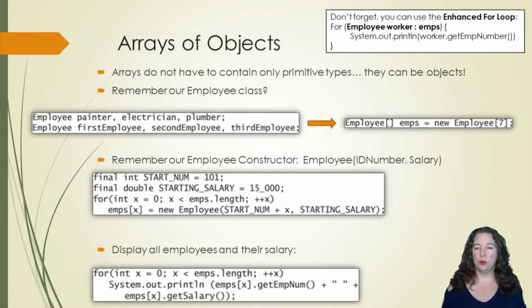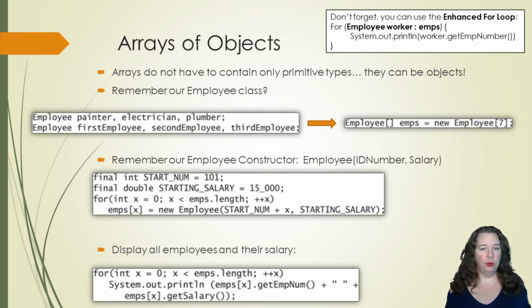So don't forget, I told you, you can store objects or class types in your array as well as primitive types. They don't have to all be primitive types. You can put in objects. We can put in strings. We can also put in things like employees or students or other types of objects that we've come up with.